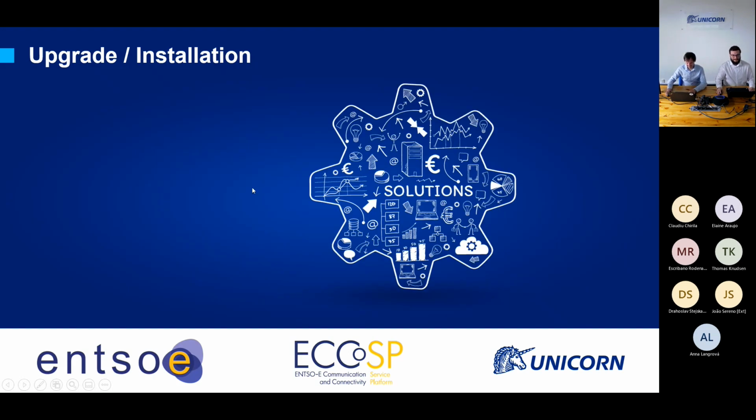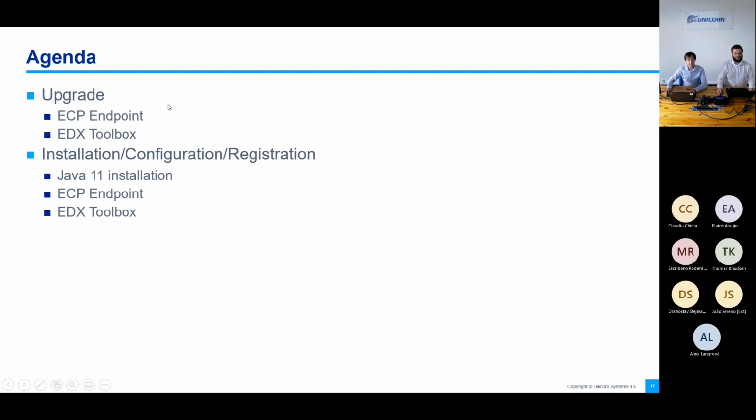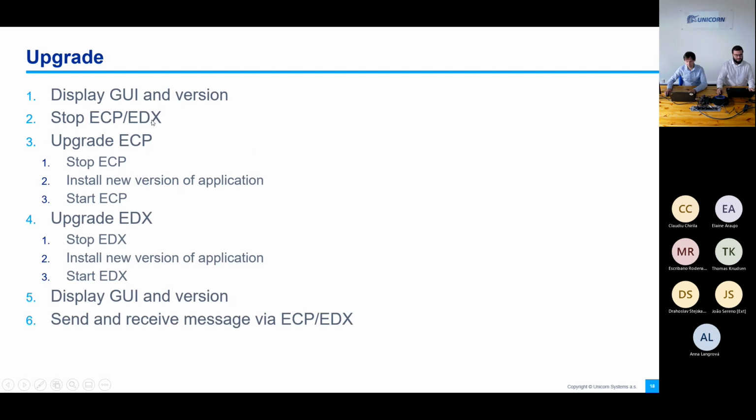So let's start with the second part of this webinar, which is upgrade and installation. We will start with the upgrade of ECP endpoint and EDX Toolbox, and right after that, we will install the ECP endpoint and EDX Toolbox, also with Java 11 for the upgrade. I will start by showing you the version on the user interface and then process the upgrade. So start both applications, upgrade them, and start them again.